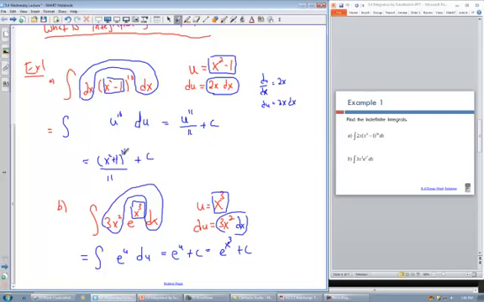Up here I could check this one, take the derivative, 11 would come down, they'd cancel, x squared plus 1 to the 10th, times the derivative of the inside, 2x plus 0, so I get it back. Here, same idea, the derivative of e to the x cubed is e to the x cubed, times the derivative of the inside, which is 3x squared, and plus 0, so they check out.